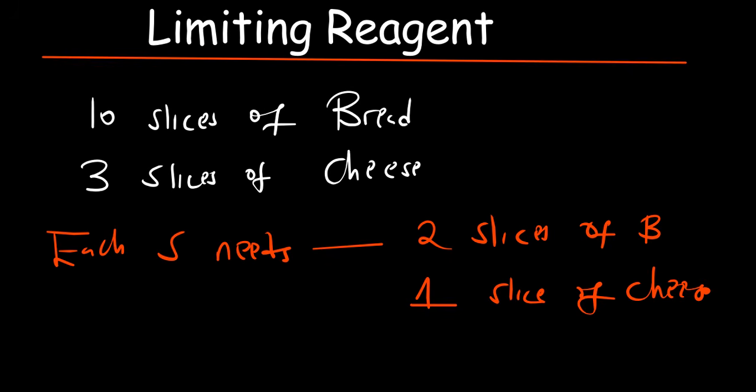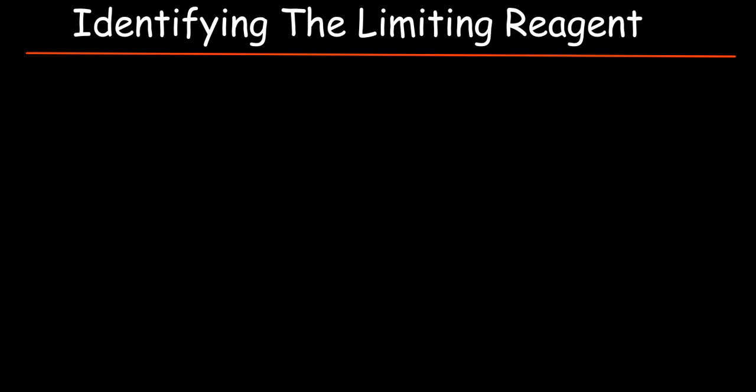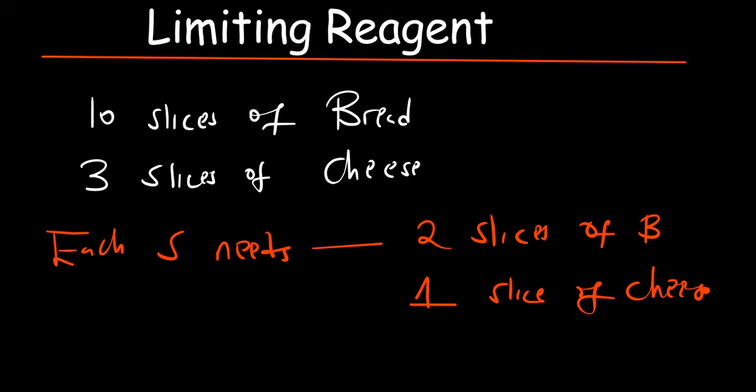Now in simpler terms, the limiting reagent is the reactant that is completely used up first. It's called a limiting reagent because it limits the amount of product that is going to be formed. The reactant that remains is called the excess reactant, and it's very, very important for us to understand.